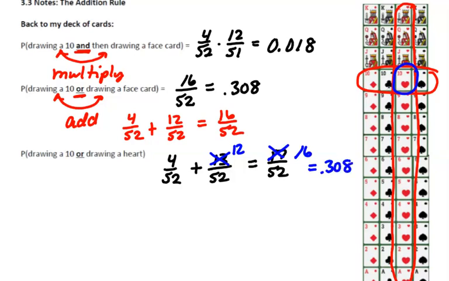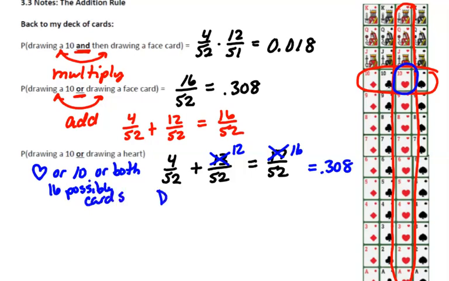So exactly the same probability as before. Not something that I planned, that's kind of a coincidence that that happened. But it's not any different because I still have 16 cards in the deck that are either a heart or a 10 or both, okay? So heart or 10 or both, 16 possible cards. We have to remember, don't count the 10 of hearts twice, because it's in both groups.